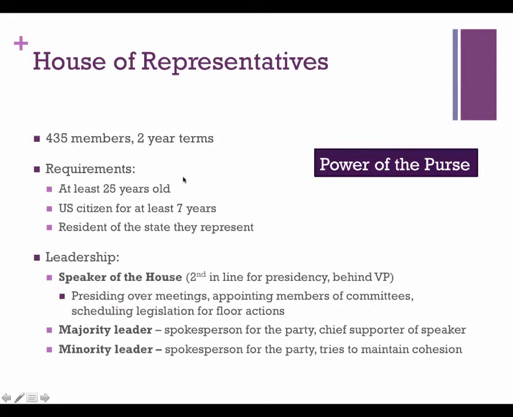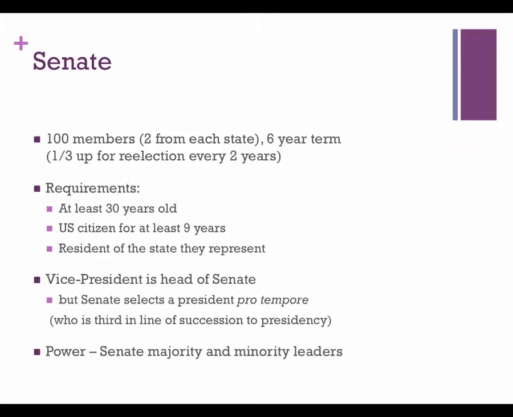I forgot to mention, do I have it on this other slide? The requirements of the House of Representatives, right? You have to be at least 25 years old, at least a citizen for 7 years, and a resident of the state that you represent. Slightly different for the Senate, right? You have to be a little older, 30 years old, a U.S. citizen for at least 9 years, and of course also a resident of the state that you represent.